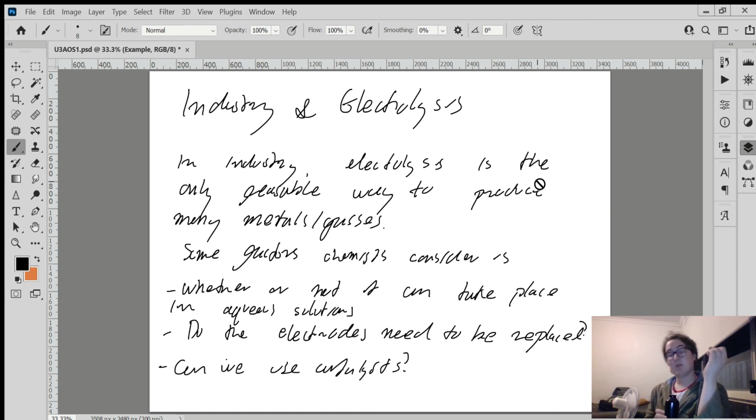Do the electrodes need to be replaced? That's also a really big bother, as you have to not only replace the electrodes, you have to stop everything and pull it out. Eventually it'll degrade over time, which lowers the efficiency of the cell. And can we use catalysts? We're always after trying to use catalysts because it just increases the reaction rates with no downsides apart from maybe buying it.